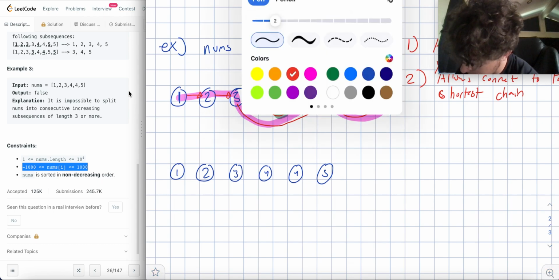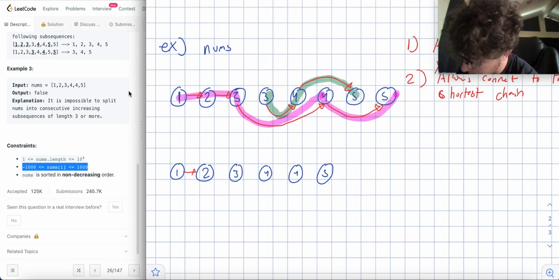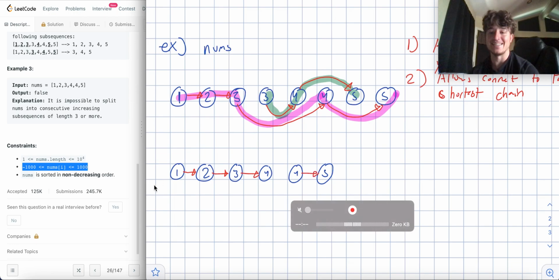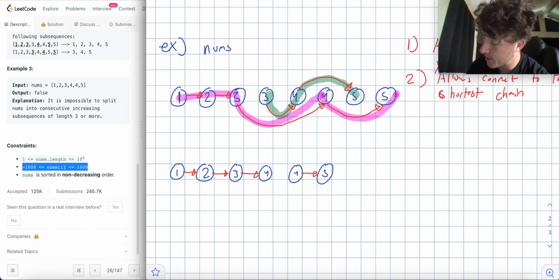So 2 will connect to 1, 3 will connect to 2, 4 will connect to 3, 4 has to be by itself because there's nothing to connect to, and then 5 connects to 4. This doesn't work because although everything connects to something, this needs to have at least length 3. So this is why this example is bad, right? So this is bad here. So this one's good, but this one is bad.